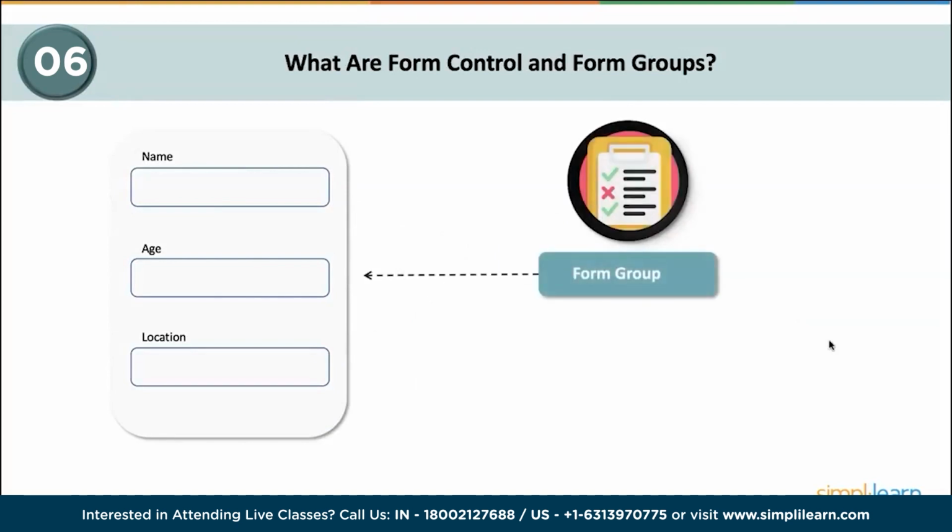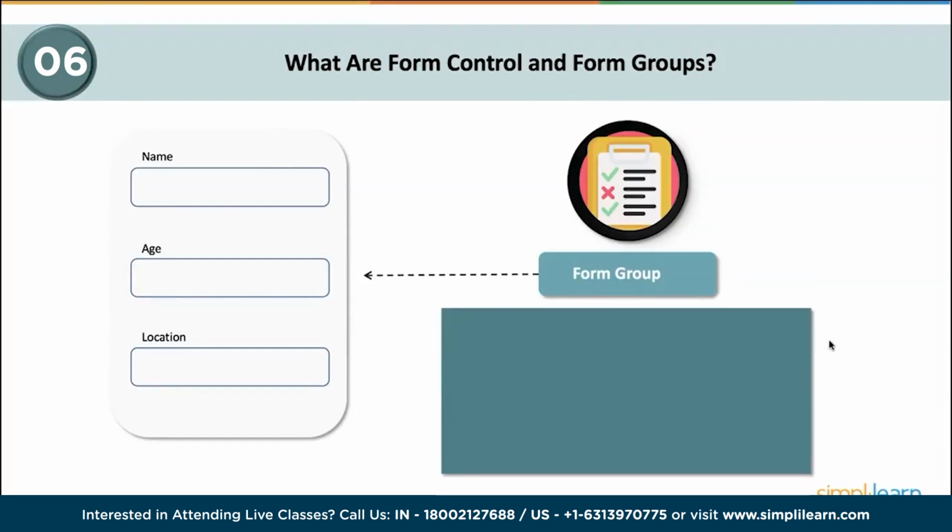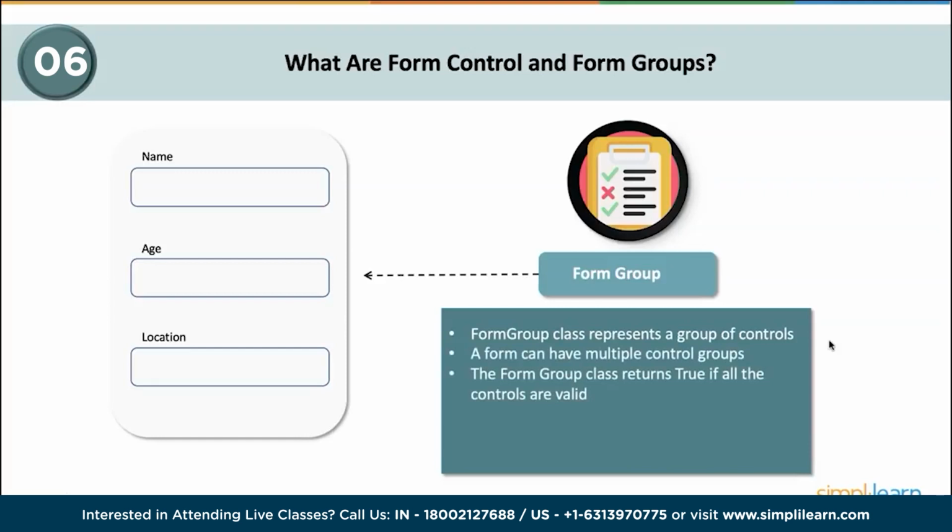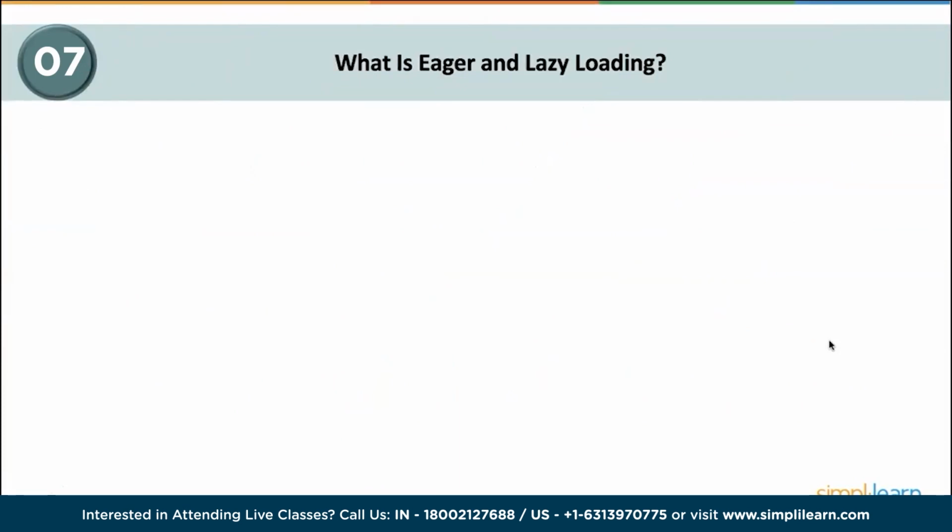Now we talk about the form group. It forms a group under which relevant fields are joined together, called a form group. The FormGroup class represents a group of controls, like an address containing city, state, and pin code. These three together can be called a form group. The FormGroup class returns true if all controls are valid, and they are designed to provide all the necessary validation errors.